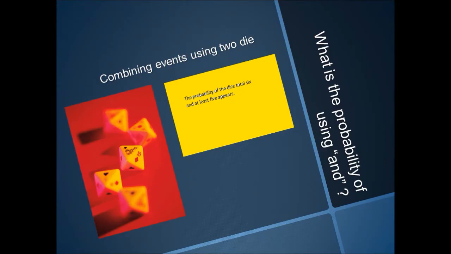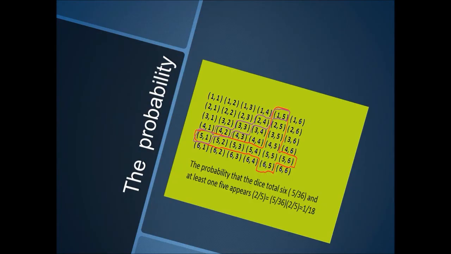What's the probability of using and? What is the probability of the dice totaling 6 and at least 1 5 appearing? The probability that the dice total 6 is 5 out of 36, and out of those dice, 1 5 appearing is 2 out of 5. By multiplication, 5 over 36 times 2 over 5, we get 1/18. The probability of both events happening is 1 over 18.